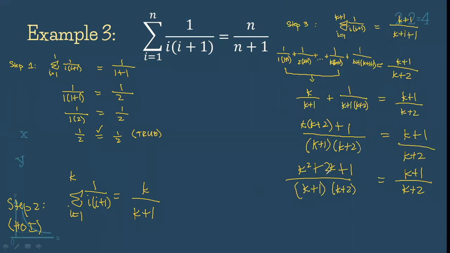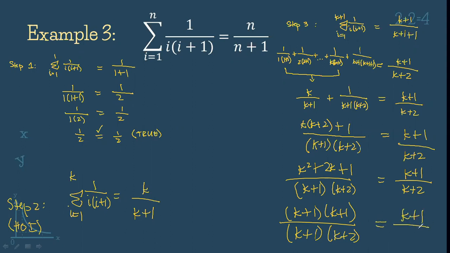So ito pong k squared plus 2k plus 1, we can also factor it by k plus 1 times k plus 1 all over k plus 1 times k plus 2 is equal to k plus 1 all over k plus 2. So as you can see, both po sa numerator and denominator may k plus 1. So meaning to say we can cancel this out and our answer will be, so dito na lang po natin, k plus 1 all over k plus 2 is equal to k plus 1 all over k plus 2.